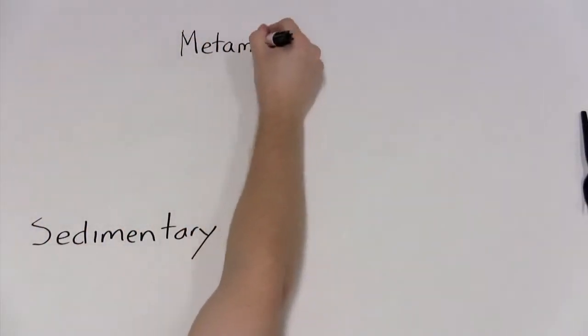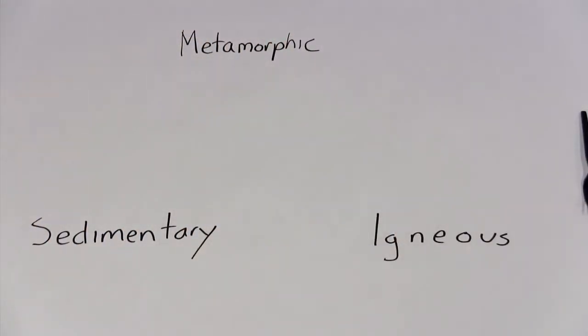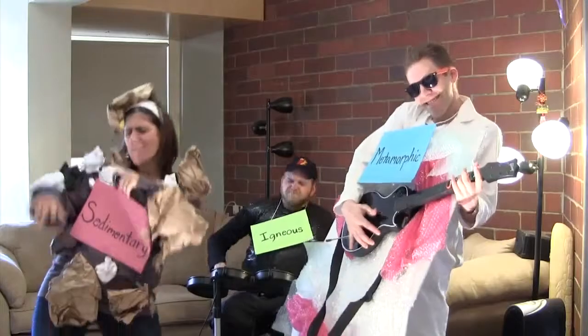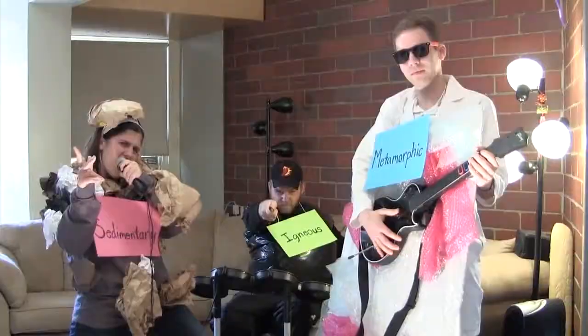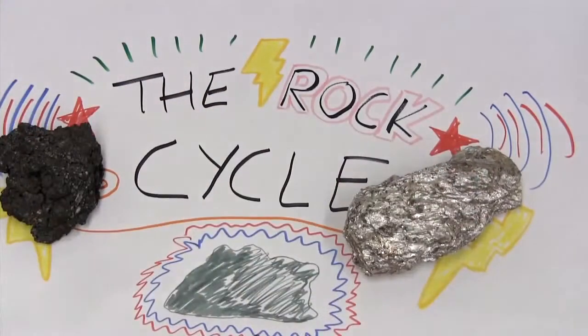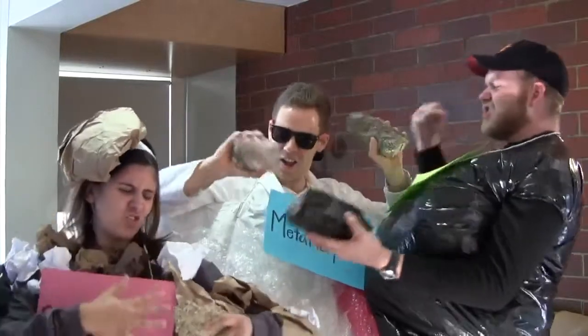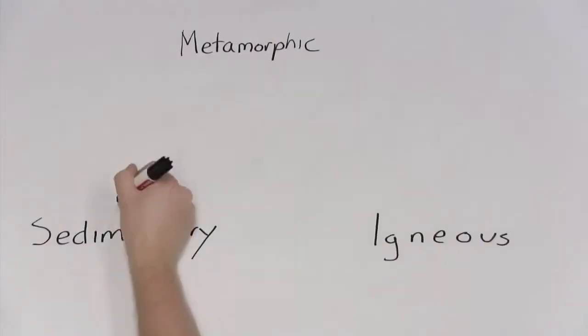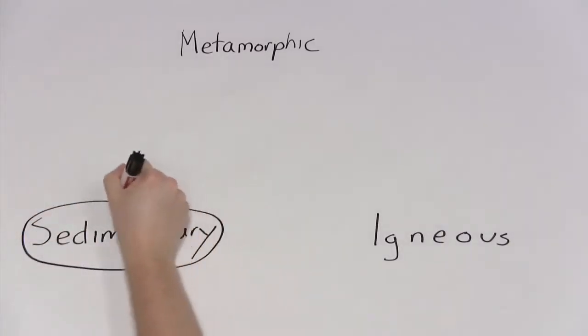Sedimentary, metamorphic, and igneous rocks change into each other in a process we call the rock cycle. No, not that kind of rock. This kind of rock. Yeah, that's more like it. The first type of rock we'll talk about is sedimentary.